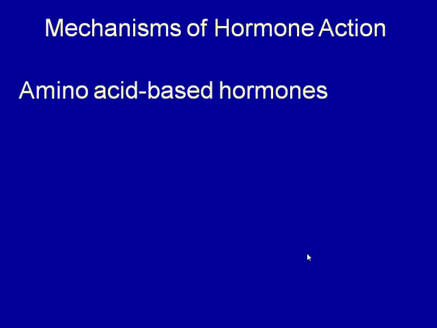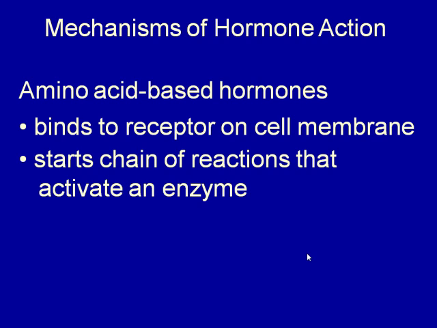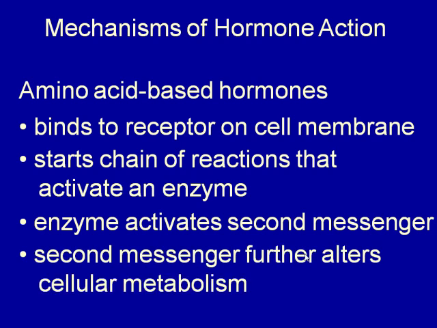The amino acid-based hormones, however, have to bind to a receptor on the cell membrane. They can't get through the cell membrane. Now, binding to the receptor on the cell membrane starts a chain of reactions inside the cell that ultimately activate an enzyme inside the cell. This enzyme will activate some sort of second messenger, and it's the second messenger that alters the cellular metabolism.